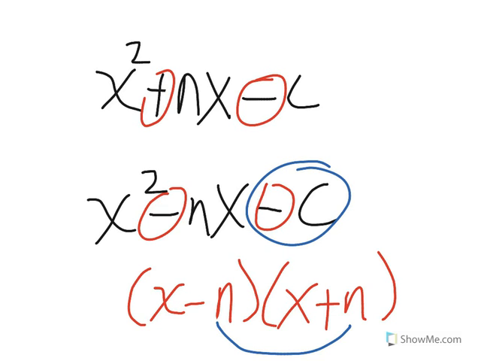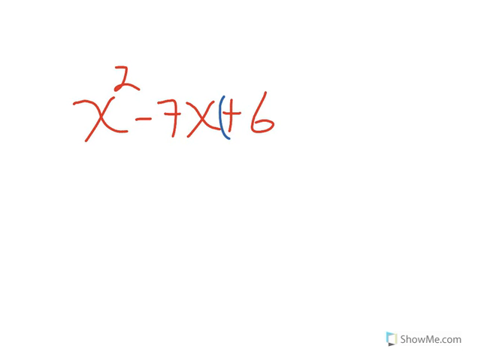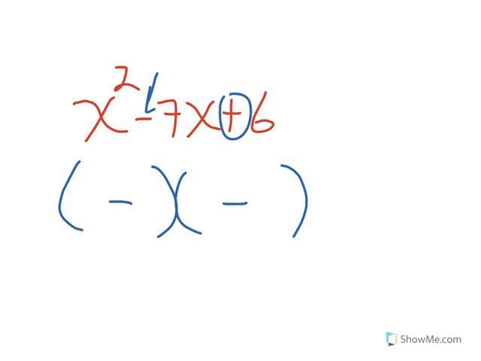We're going to do 3 more examples and we're going to get into a little bit harder. So if I have x squared minus 7x plus 6. Alright, so once again, guys, in my head, I'm going to say that's a plus sign, meaning that I'm going to have the same signs. Since that's a negative sign, I know that's going to be minus minus.